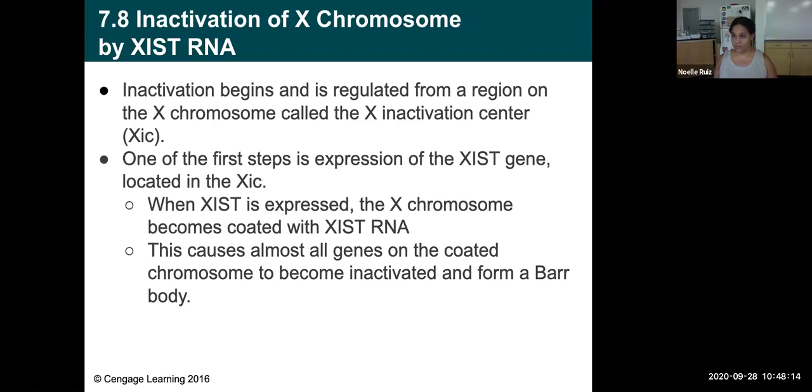So if you remember, you're looking at a chromosome, there's a bunch of different bands. Each band controls a different thing in your body. So the XIST gene would just be a band on the X chromosome located on a larger region called the X inactivation center. When it's expressed, the X chromosome becomes coated with XIST RNA. And this causes almost all genes on the coated chromosome to become inactivated and form the Barr body. Barr was probably the scientist that discovered it, and that's why it's named after him.